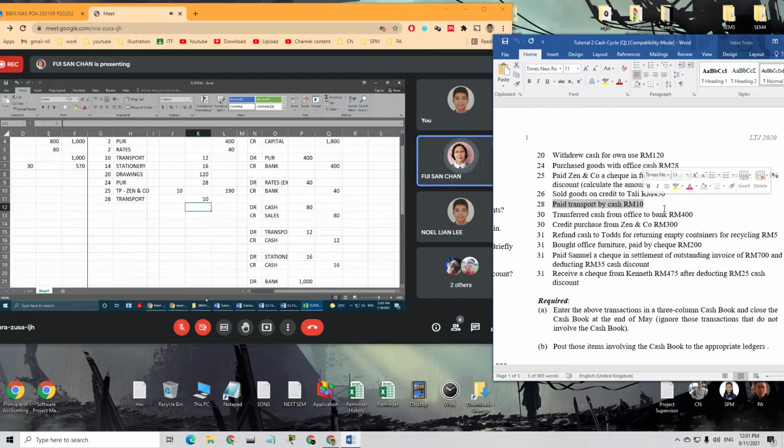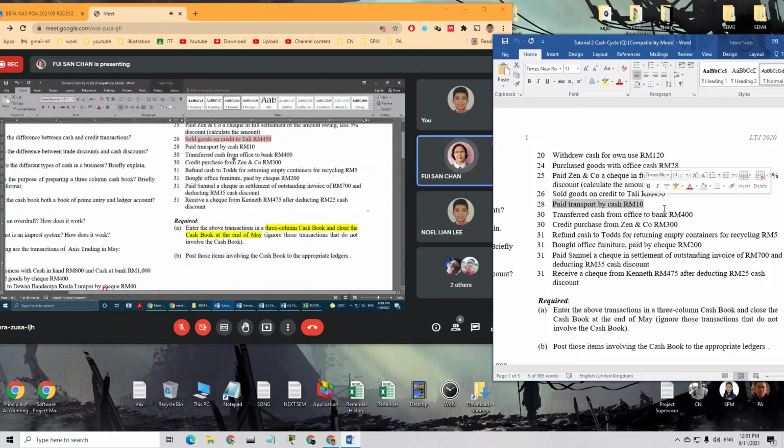Okay, on the 30th, what is there? Transfer cash from office to bank 400. This one, some students got a bit confused on. So what do you think? What is your double entry? Transfer cash from office to bank. Meaning you keep too much cash in the office. It's not safe to keep too much cash in the office, so now I want to bank it into the bank. Correct or not? So what's your double entry?